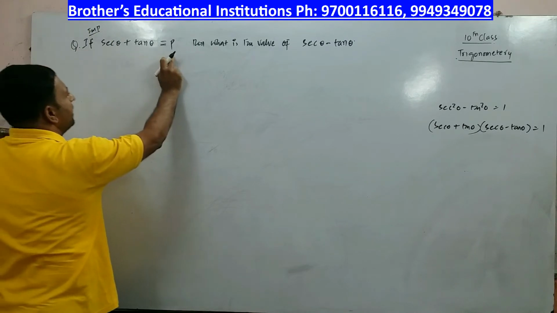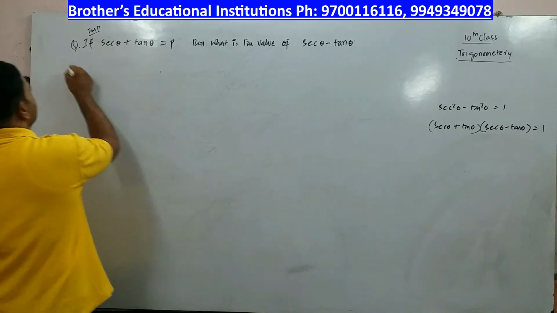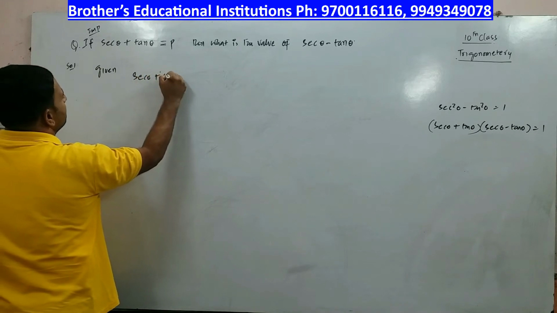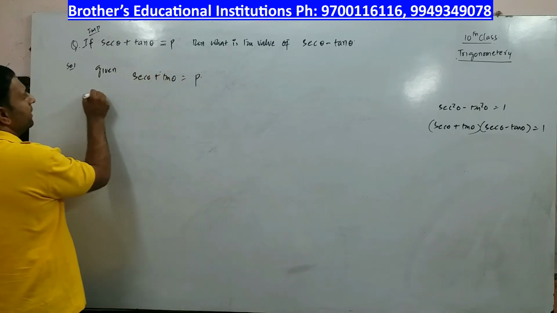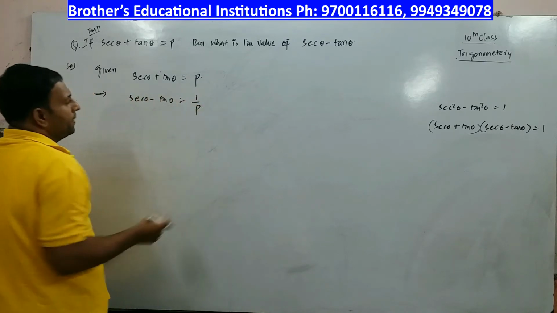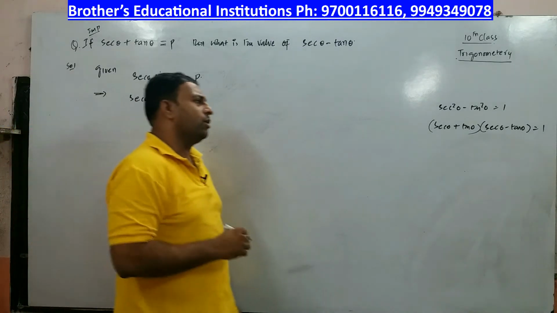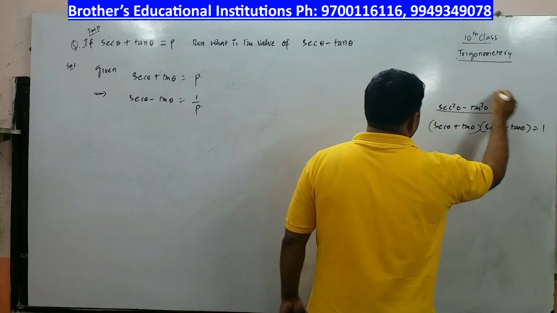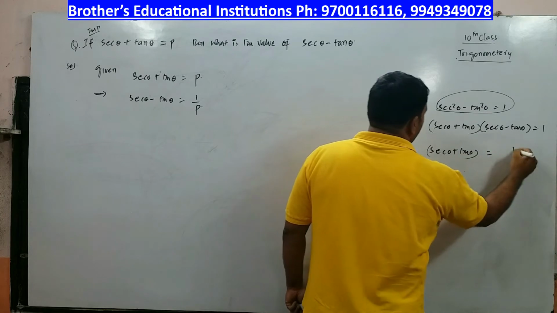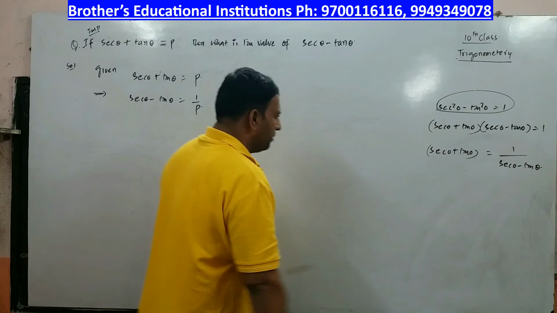Yes children, a very important question. If secant theta plus tan theta is equal to P, then what is the value of secant theta minus tan theta? See here, given secant theta plus tan theta is equal to P, it implies secant theta minus tan theta is equal to 1 by P. Secant theta plus tan theta and secant theta minus tan theta are reciprocal to each other. Why? You have the identity, and when this identity is there, secant theta plus tan theta is equal to 1 by secant theta minus tan theta. They are reciprocal to each other.